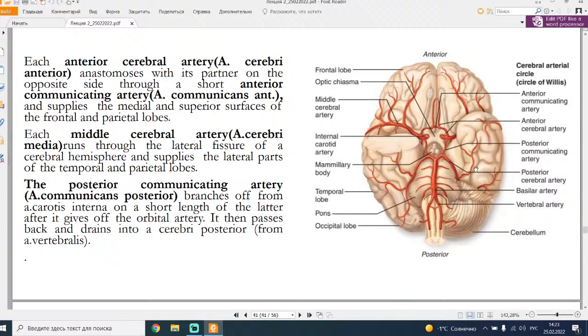The posterior communicating artery branches off from the internal carotid artery, arteria carotis interna, on a short length of the latter after it gives off the ophthalmic artery. It then passes back and joins the posterior cerebral artery from the arteria vertebralis.